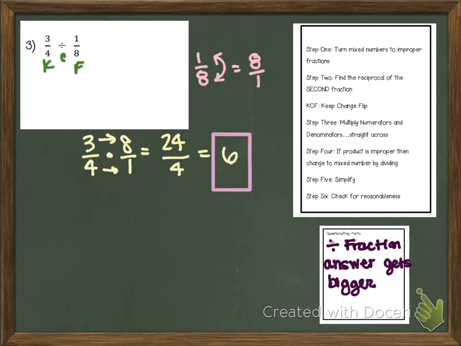Okay, so we have 3 over 4, and we changed division to multiplication, and we found the reciprocal of our second fraction, which is 8 over 1. Multiply straight across to get 24 over 4, and I did not divide because hopefully we know that 24 divided by 4 is 6.